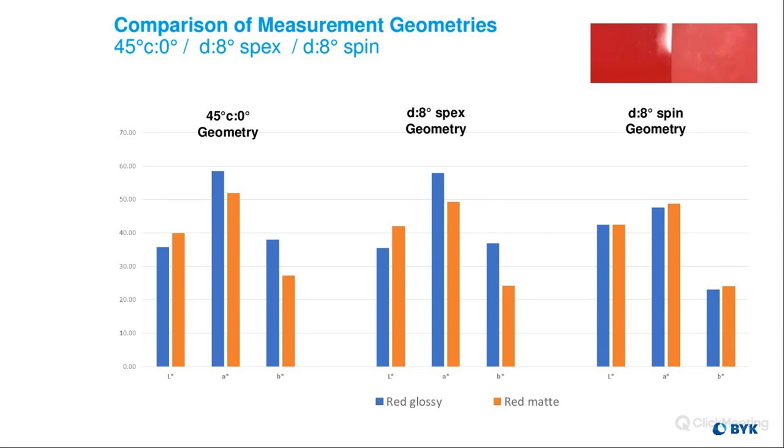Over here, we have the comparison again, but this is back with those original samples I showed you with the red glossy and the red matte. And you can see here with the 45-0 geometry, it correlates somewhat to the D8 specs with slight differences as you get more matte. And over here with the D8 spin geometry, it's almost completely different than the 45-0 and D8 specs. This is important because in some plants, if you're comparing samples with another plant and they're using a different geometry with their instruments, you're going to get completely different results. This is one thing you could look at to make sure you're both using the same exact geometry.